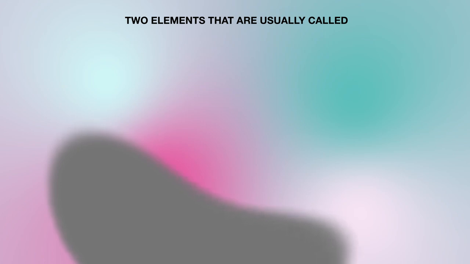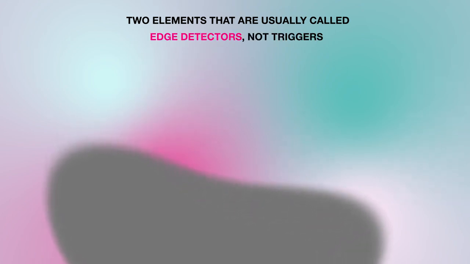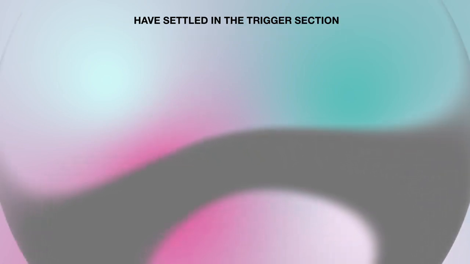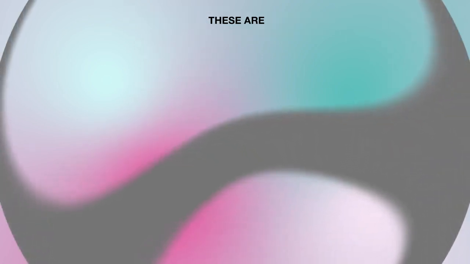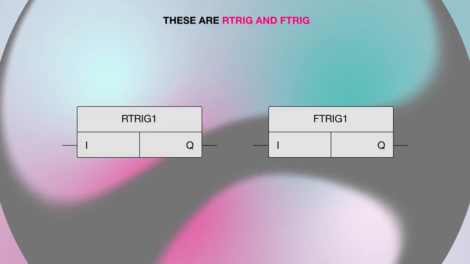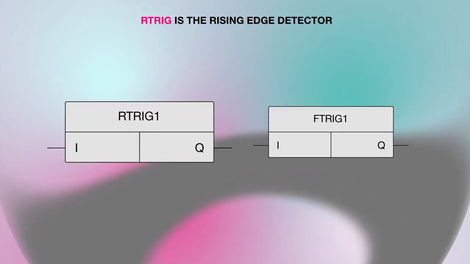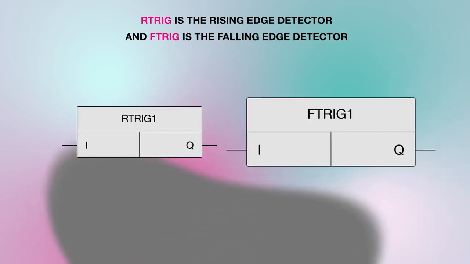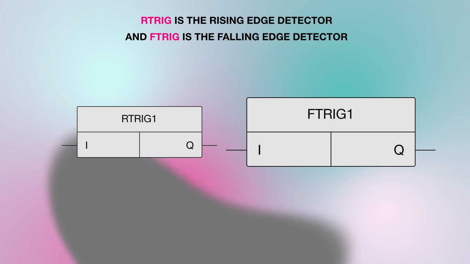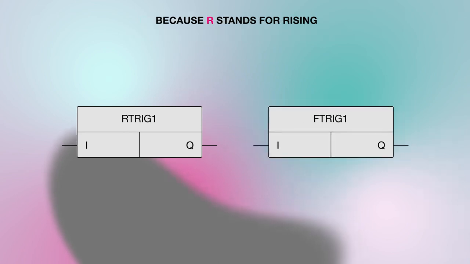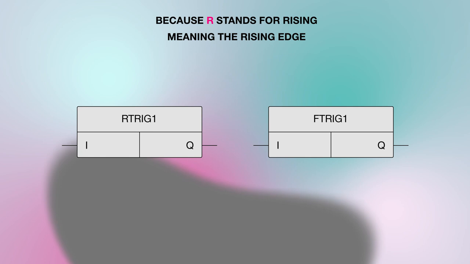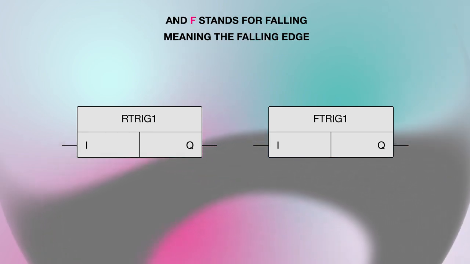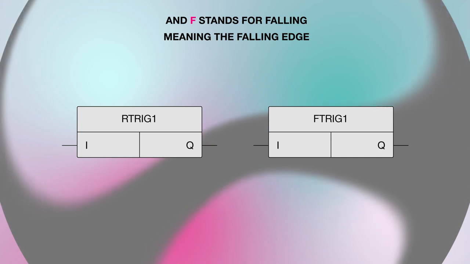Two elements that are usually called edge detectors, not triggers, have settled in the trigger section. These are R trigger and F trigger. R trigger is the rising edge detector and F trigger is the falling edge detector. Because R stands for rising, meaning the rising edge, and F stands for falling, meaning the falling edge.